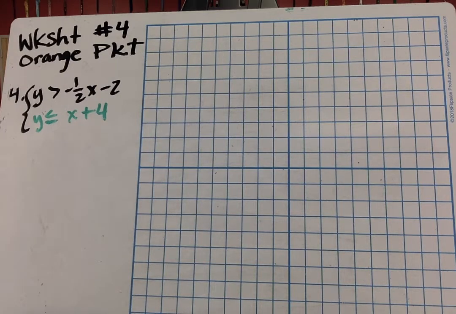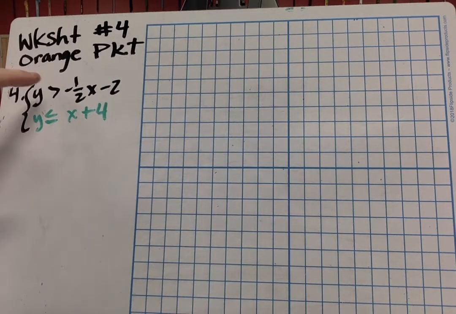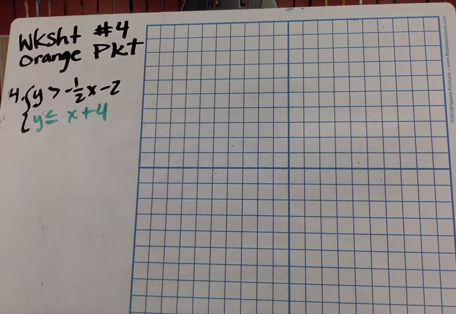Hello students. Today we are going to review systems of equations and inequalities, and this is worksheet number 4 in your orange packet. I will start by doing number 4, where we're going to graph the following systems of inequalities. So we have the first one, y is greater than negative 1/2 x minus 2.